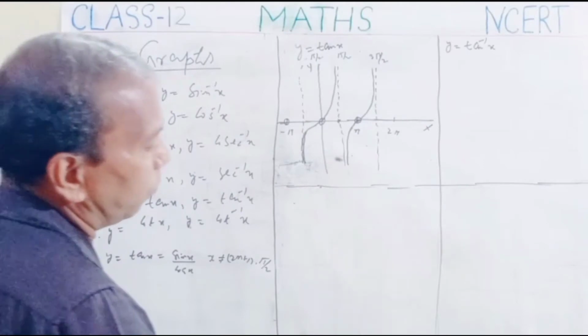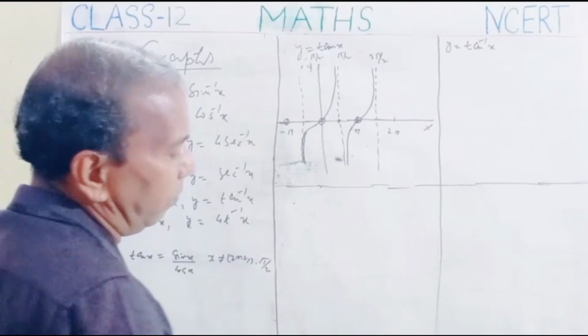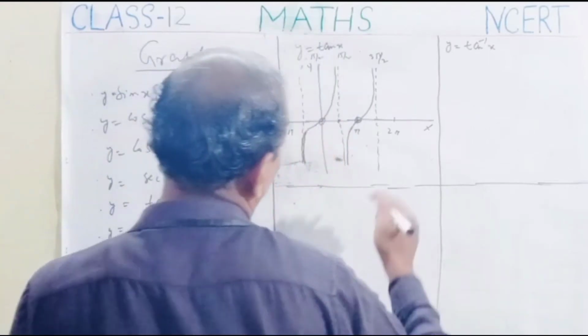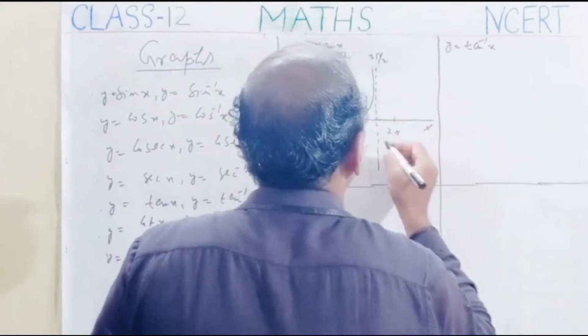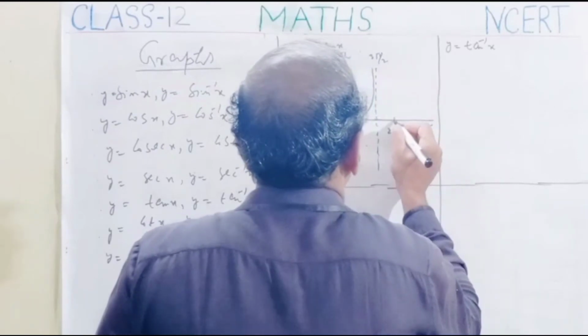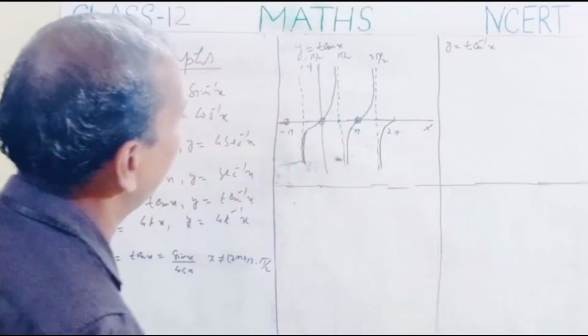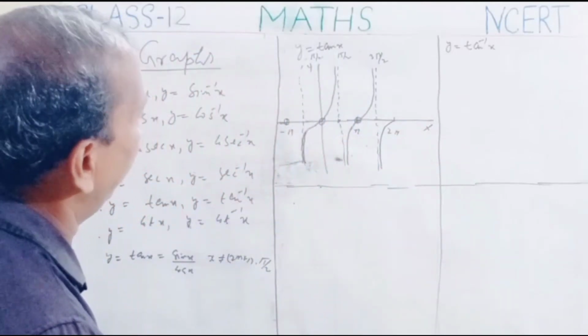Similarly, if I take 2 pi, the value is going to be 0. That is on the x-axis, and it is not defined at 3 pi by 2. So the graph will be something like this. At 3 pi by 2 it will not be defined.